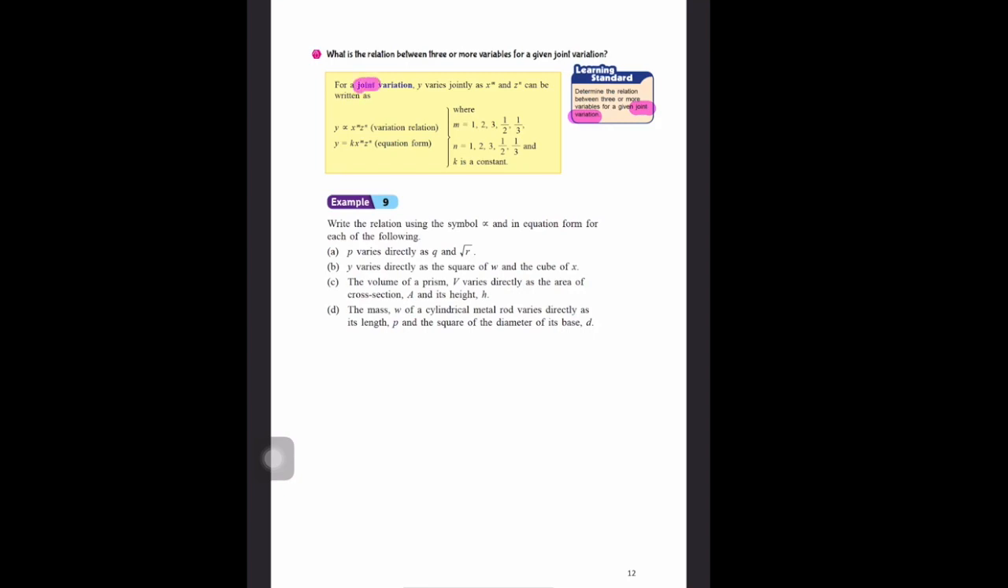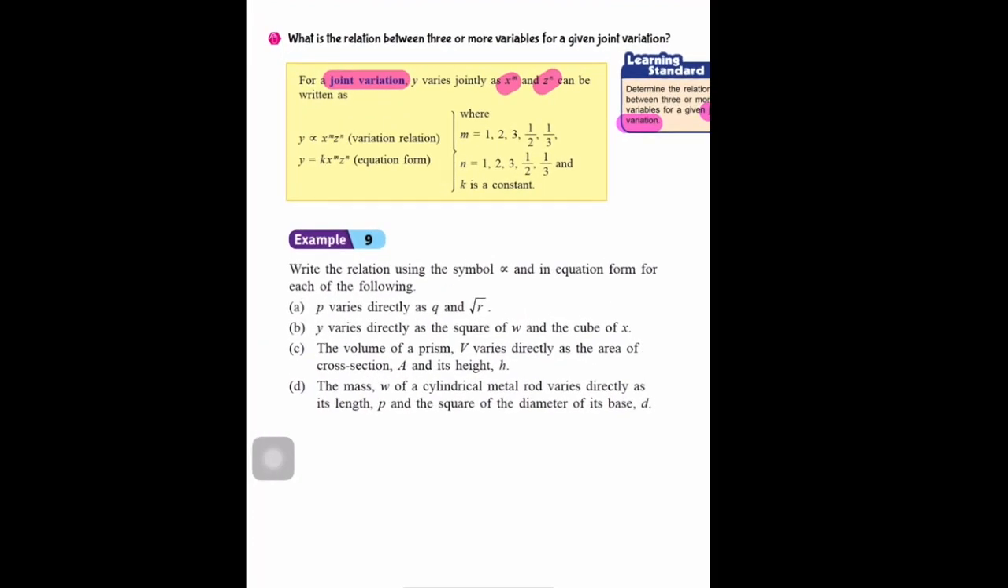For a joint variation, y varies jointly as x power of m and z power of n. It varies more than one. So look at here. Y varies directly as x power of m, z power of n. This is the variation relation form. If you convert it to the equation form, the same thing like the previous one, this symbol you will change into equal, and then there is a constant k.